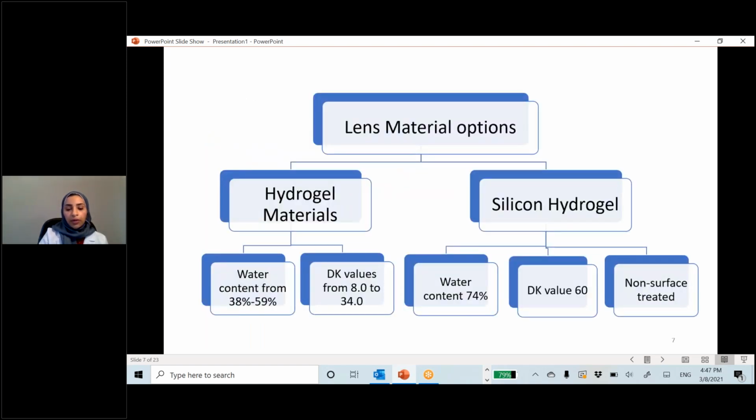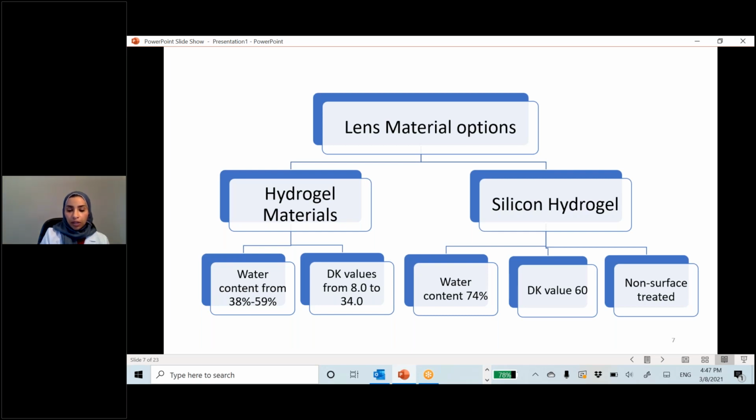So when we think about lens material options, like I said, the hydrogel materials range between 38 to 59% water content, and the Dk ranges from 8 to 34. So again, when we are increasing the central thickness to create a masking effect, what ends up happening is we end up decreasing the amount of oxygen that's reaching the cornea.